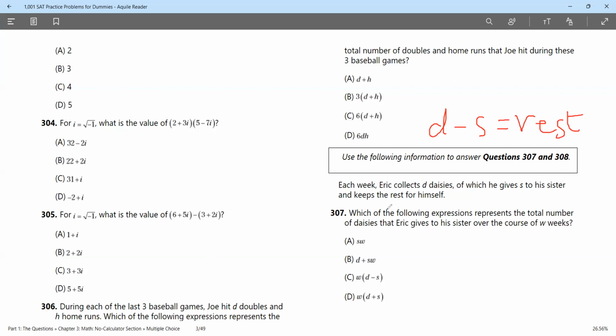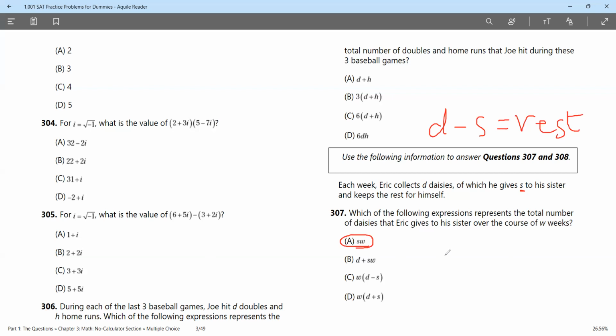Which of the following expressions represents the total number of daisies that Eric gives to his sister over the course of W weeks? Each time he gives his sister S. So in W weeks, he will give her what? He will give her SW.